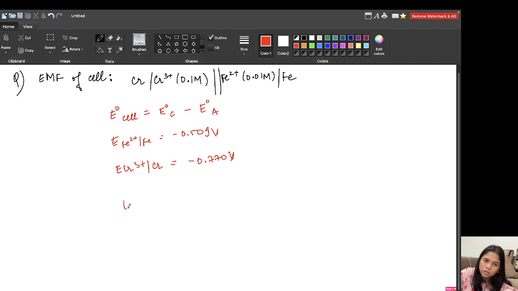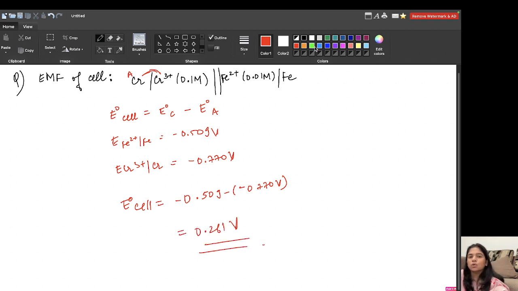Now if we want to calculate the E naught cell, what do you need to do? E of cathode minus E of anode. Which is cathode and anode? This is your anode. So minus 0.509 minus of minus 0.770, which will be equal to 0.261 volt. This is how you calculate the EMF of this particular cell.